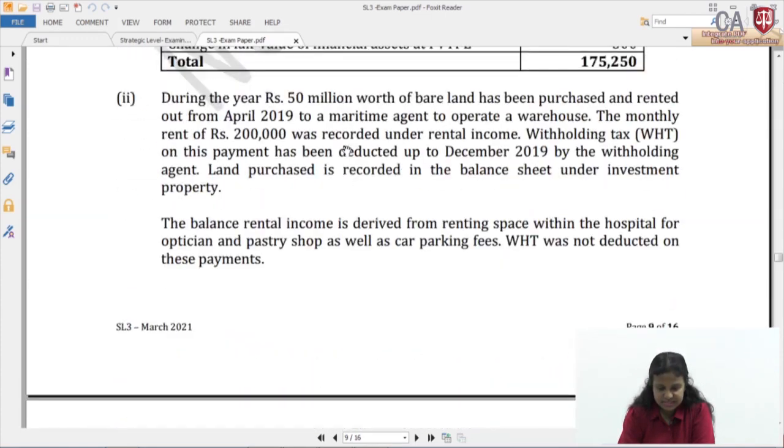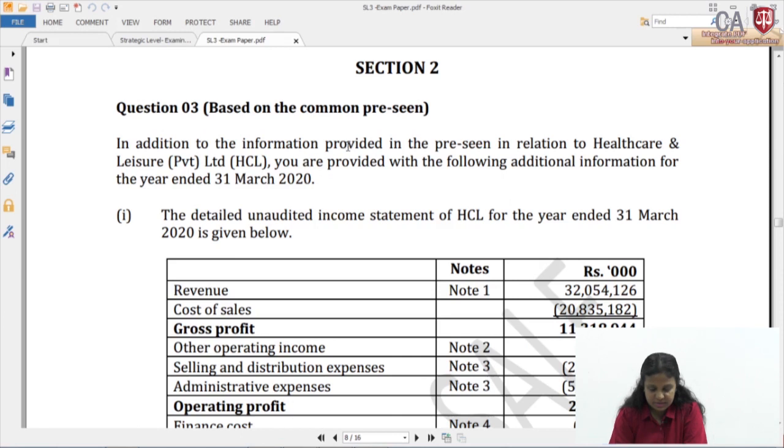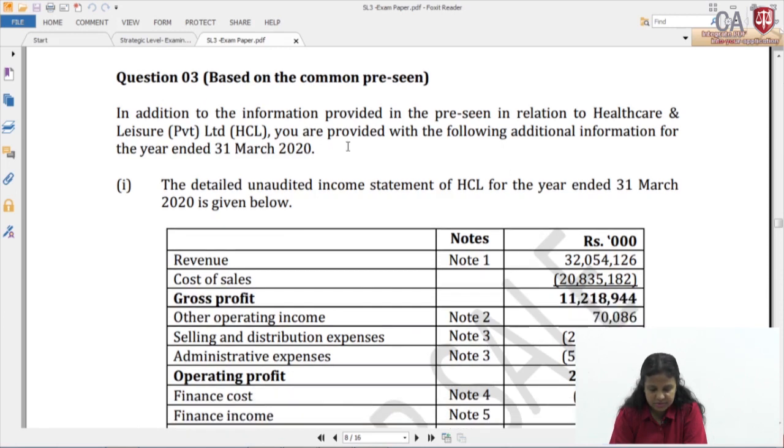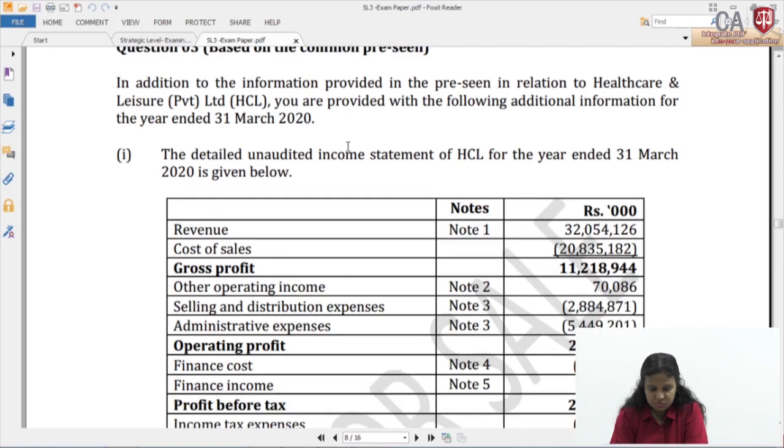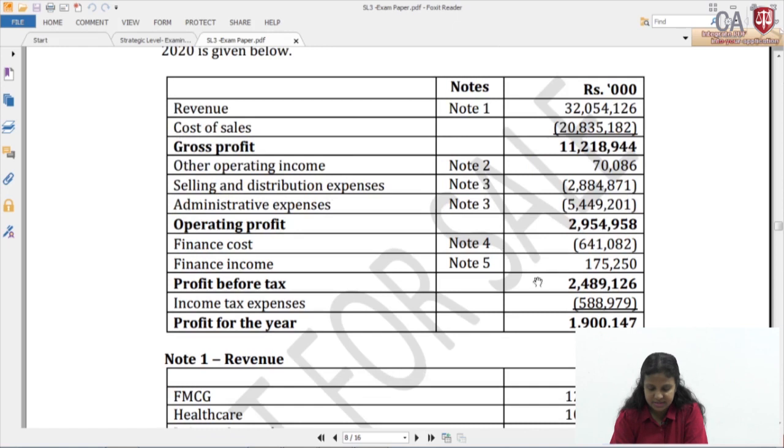Then as usual, I am starting from the facts of the question. In addition to the information provided in the pre-seen in relation to Healthcare and Leisure Private Limited, HCL, you are provided with the following additional information for the year ended 31st March 2020. The detailed unaudited income statement of HCL for the year ended 31st March 2020 is given below: revenue, cost of sales, GP, other operating income, selling and distribution expenses, admin expenses, operating profit, finance cost, finance income, profit before tax. This is the starting point of your business income calculation.